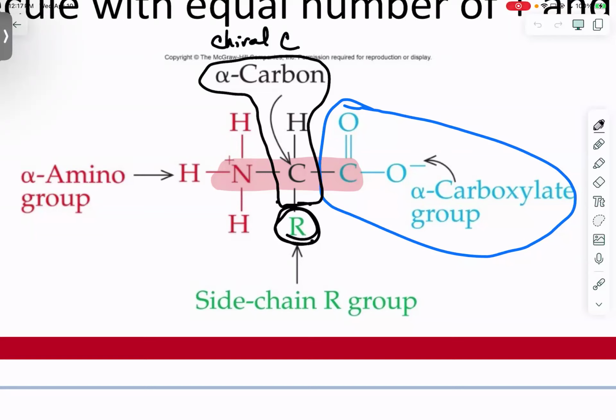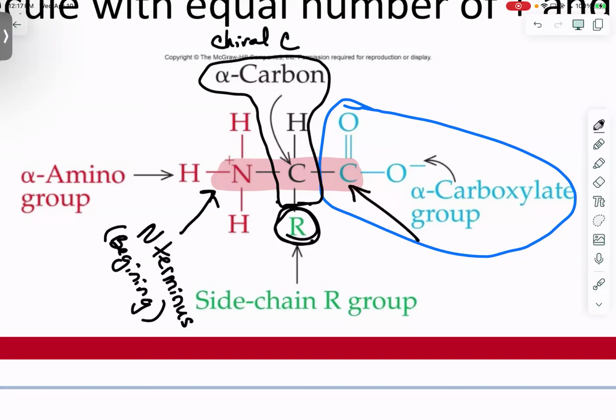So then look at this. We call this the N-terminus. It's just the beginning. So the beginning of the amino acid is always going to be the N-terminus, and the end of the amino acid is always going to be the C-terminus. So this is the end. So all amino acids and all proteins have a beginning and an end. The beginning is always the N-terminus. The end is always the C-terminus.